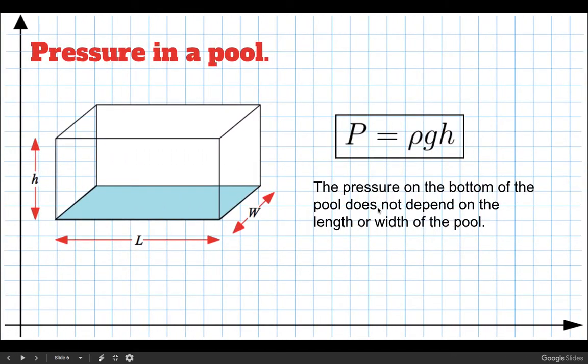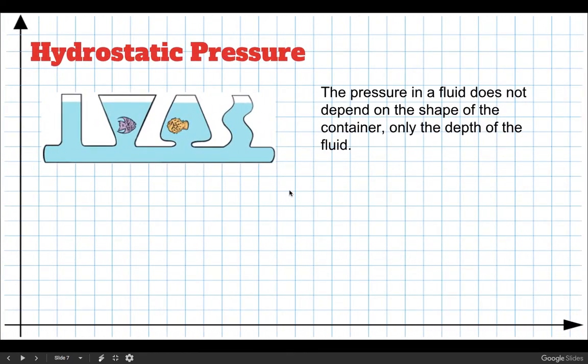So the pressure on the bottom of the pool doesn't depend on its length or its width. If you had a pool that was smaller or bigger, how much pressure you have on the bottom only depends on how deep the pool is, not its size, not how long or wide it is. It's a little harder to show using a simple calculation. You need calculus to do it.